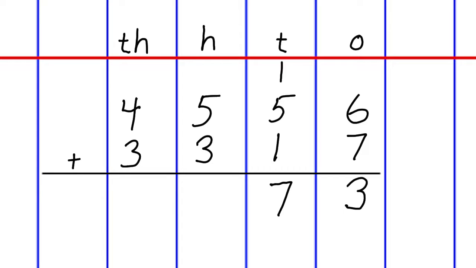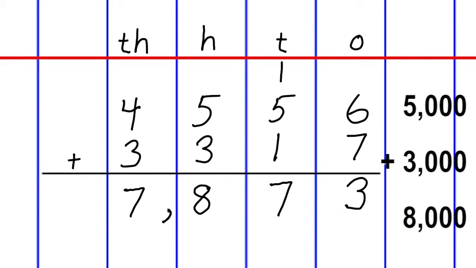Now add the hundreds. 500 plus 300 equals 800, so we'll put 8 in the hundreds place. Now 4,000 plus 3,000 equals 7,000, so we'll put 7 in the thousands place. At this point, we have the answer 7,873, and we'll place the comma between the thousands and the hundreds. Park City's population in 2012 was 7,873. Let's look back at the estimate. We estimated the answer to be around 8,000, and 7,873 is pretty close to 8,000, so the answer is reasonable.